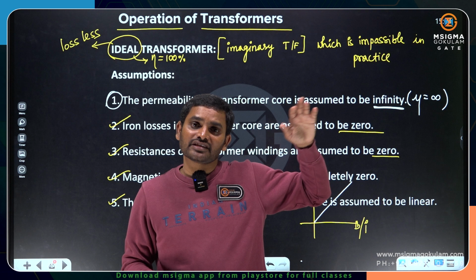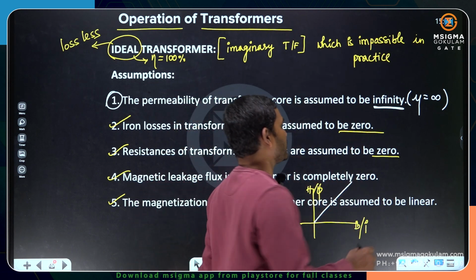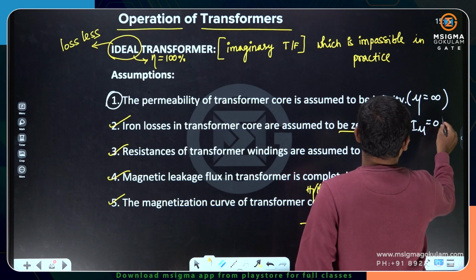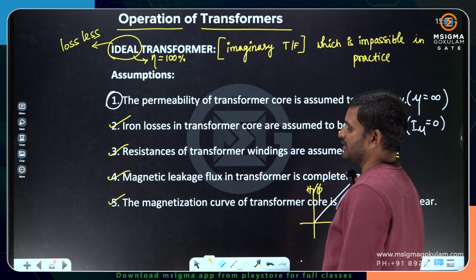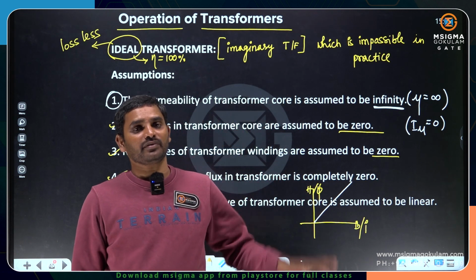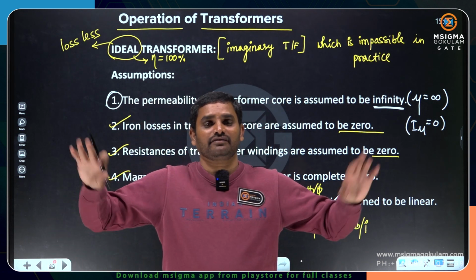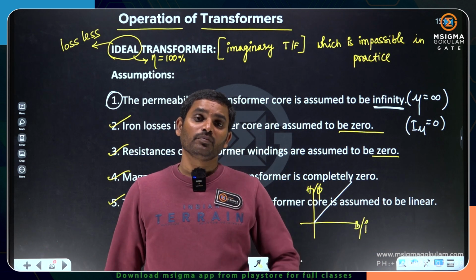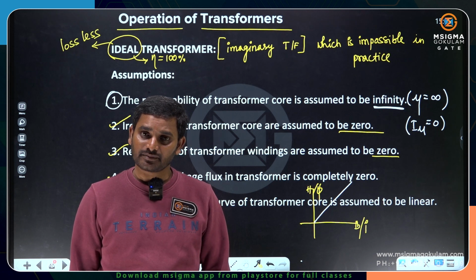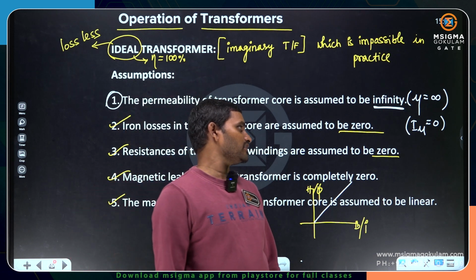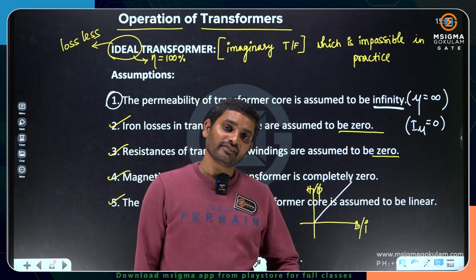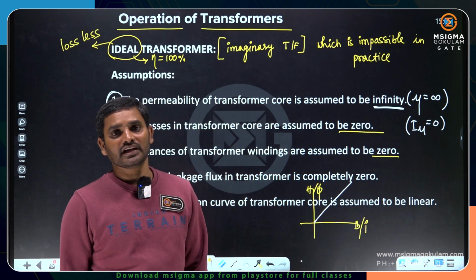Higher permeability means no need of a magnetizing component of current, which means the magnetizing component of current is 0. He is saying that the magnetizing component of current is 0. No excitation is required, no magnetization force is required. Is it possible to establish the flux lines without demanding any magnetizing component of current?